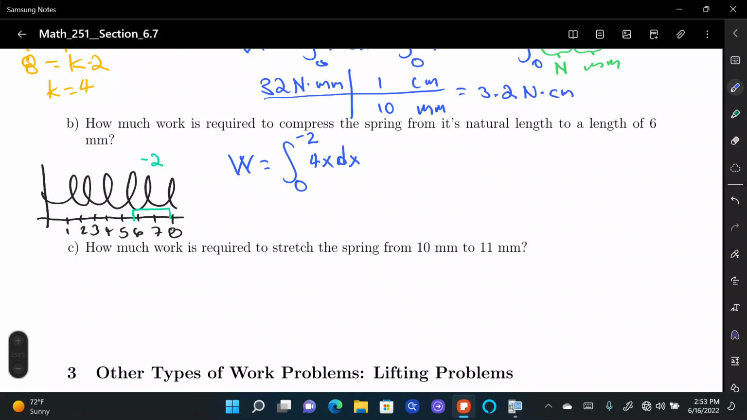So, let me just give you the answer for this one. That's going to give us 8 newton millimeters.